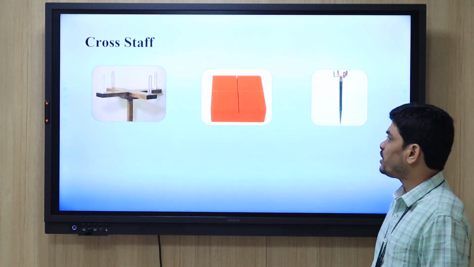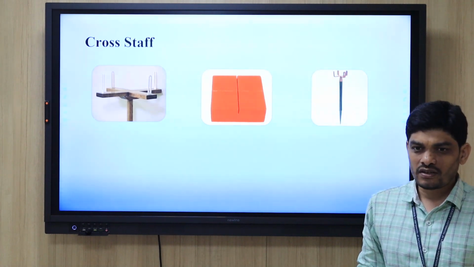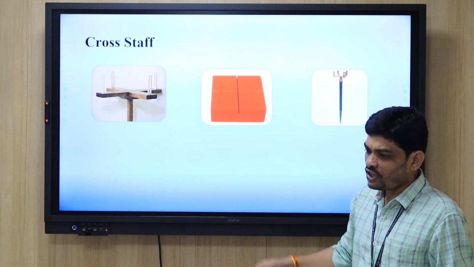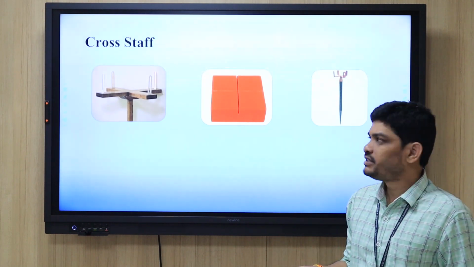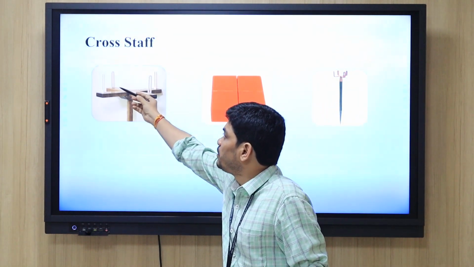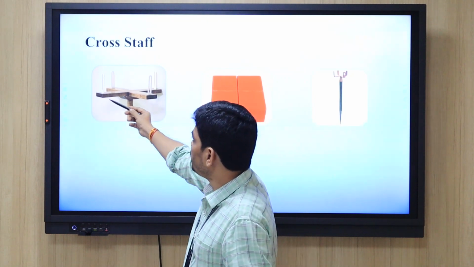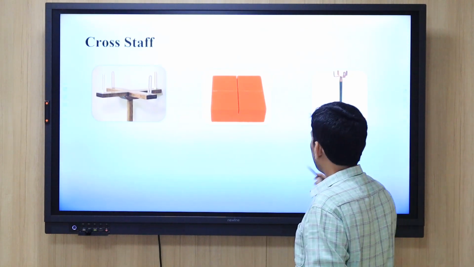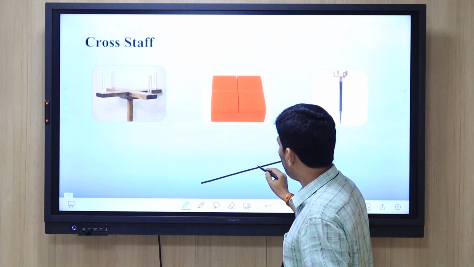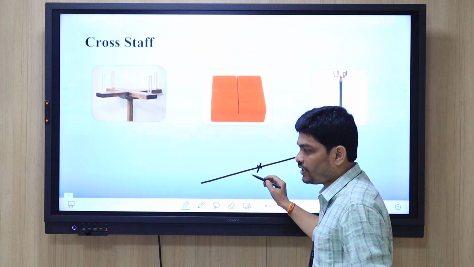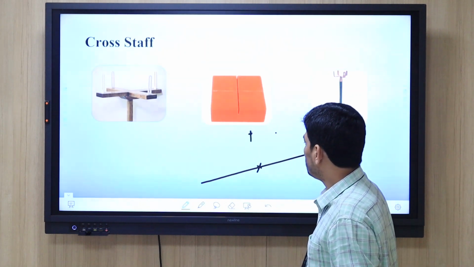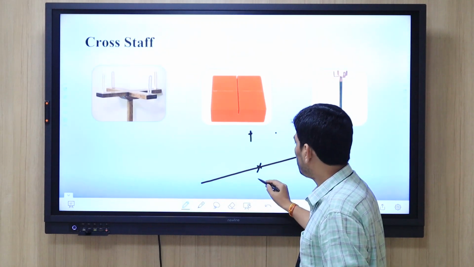Cross tab. The purpose of the cross tab is to measure a perfect 90 degree angle. Some other cross tabs also exist, but when we are doing chain survey, 90 degrees makes triangle formation easy. If you want to keep some point here, it should be perpendicular to this point. So here we will use this cross tab.